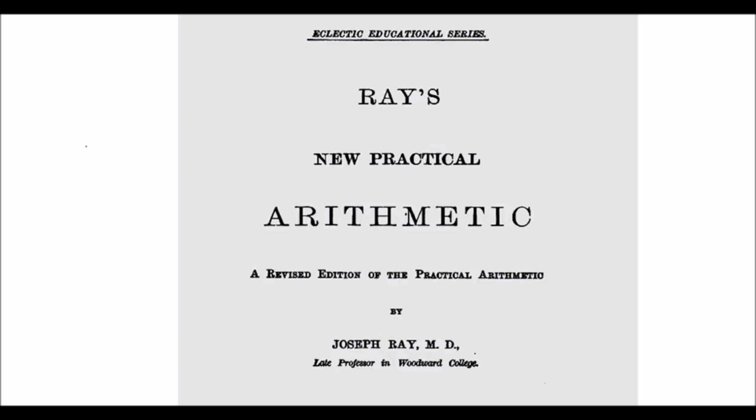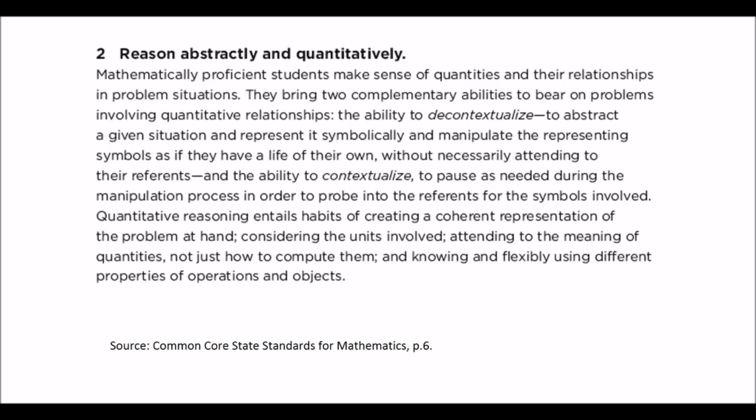clear back in 1877. So let's take a look at how the Common Core addresses this notion of abstraction. We'll find it in mathematical practice number 2, that students be able to reason abstractly and quantitatively. And what we see here is that we want students to have the ability to decontextualize, that is, to abstract a situation and represent it symbolically and manipulate those. We also want students to be able to contextualize, that is, put the mathematics back into context.